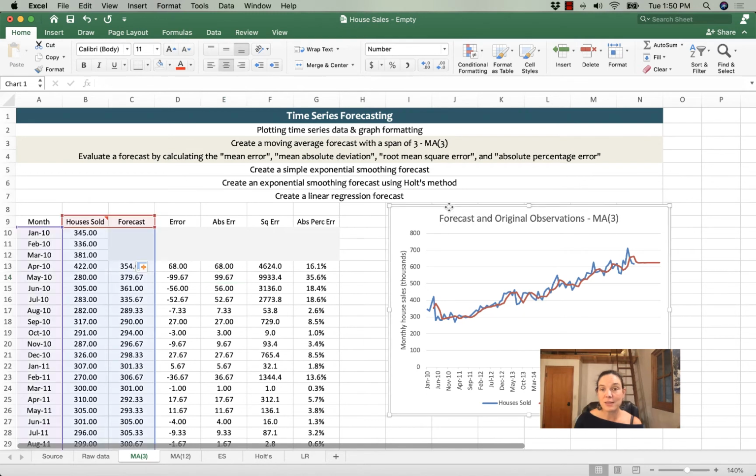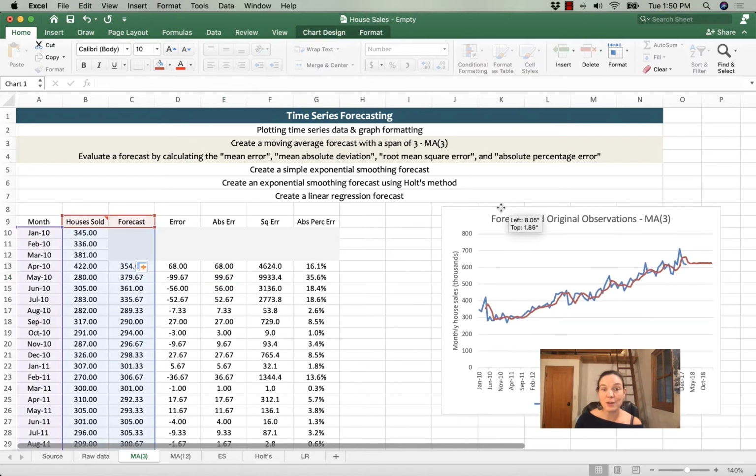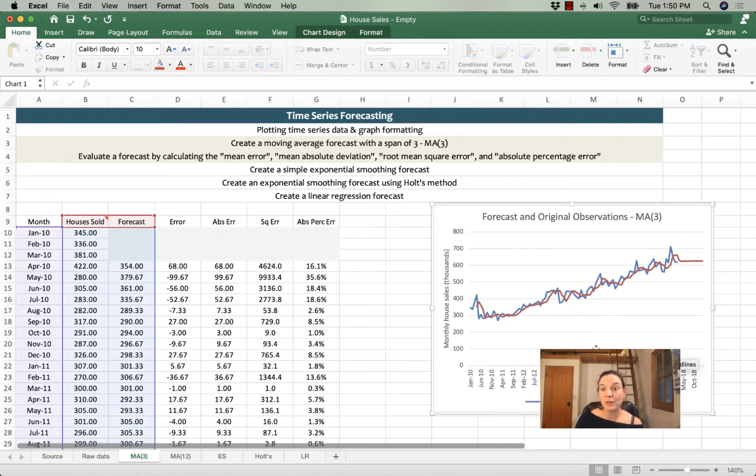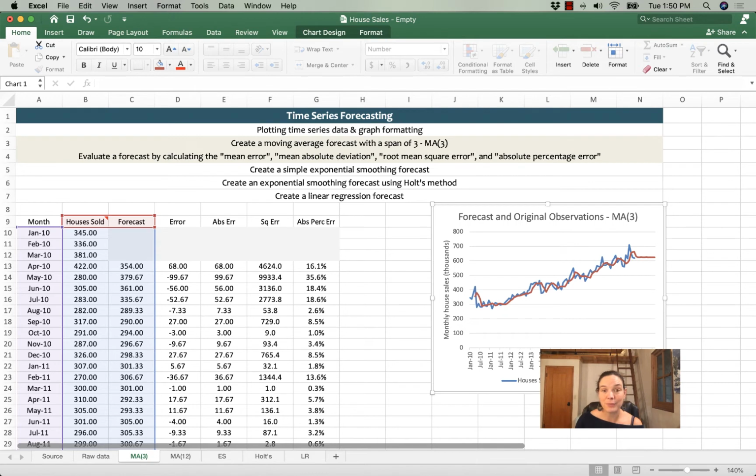So the next thing that we do is we calculate our summary measures. I'm going to drag this over and just get it lined up because that will make me happier. So we're going to calculate some summary measures.